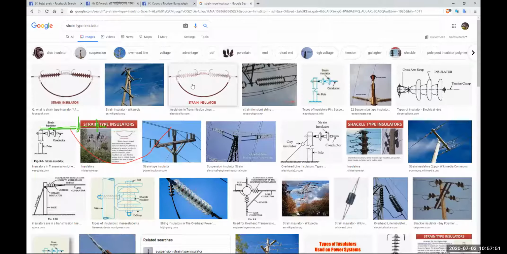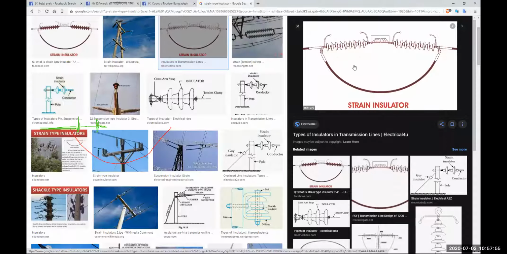Yeah, this one. This one is a strain type insulator. Here, one portion of the conductor is connected, and another new conductor is connected. So you have to make the conduction, right? So you will use an auxiliary cable and connect them. Okay, let me give you the real example.